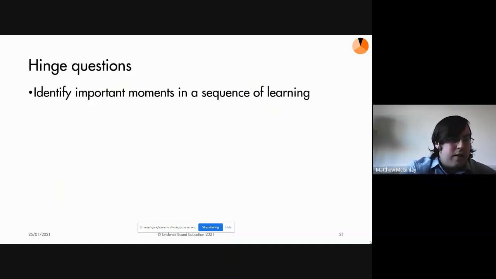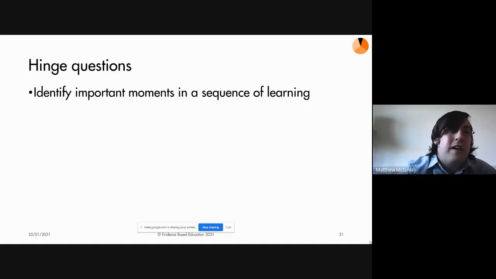The final thing as well that the research suggests is really quite powerful is what we call hinge questions. And by hinge questions, what we really mean is the questions at those key points in a sequence of learning or a lesson that really tell us what our students know and whether we are ready to move on to whatever we're planning on doing next.